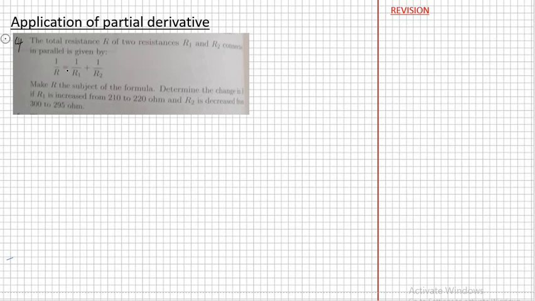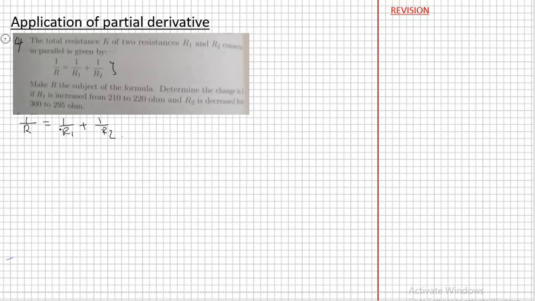Okay, let's go over this question here. Let's say the total resistance R of the two resistances, R1 and R2, connected in parallel. If two resistors are connected in parallel, the formula used to determine the total resistance is given by this relation: 1 over the total resistance is 1 over R1 plus 1 over R2.